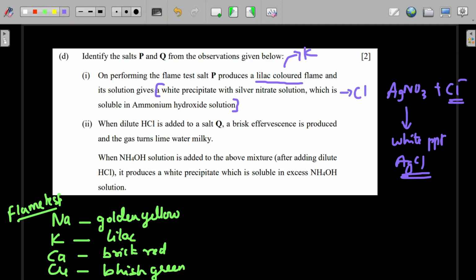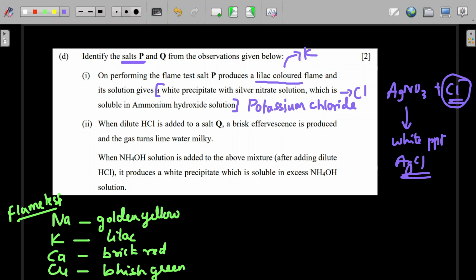This is how you have to identify. By practice, you have to remember that the white precipitate formed with silver nitrate should be AgCl, which means the anion should be the chloride ion. They have asked you to identify the salt here, so we have to write potassium chloride. Do not write only the formula. If you want to write it in brackets also, no problem, but write the name as well. Do not lose marks for not writing names.